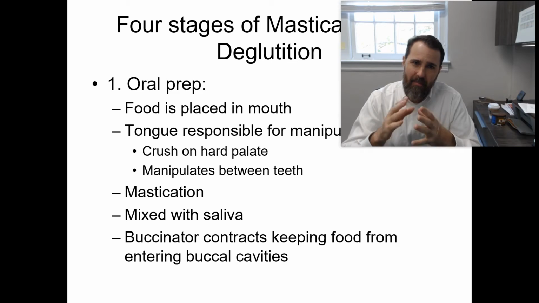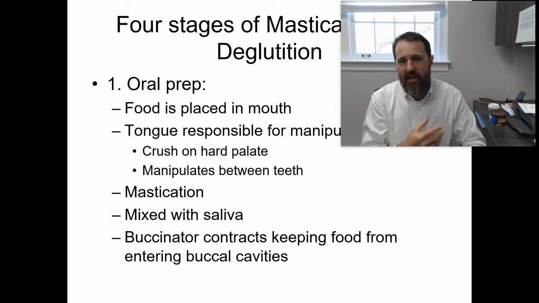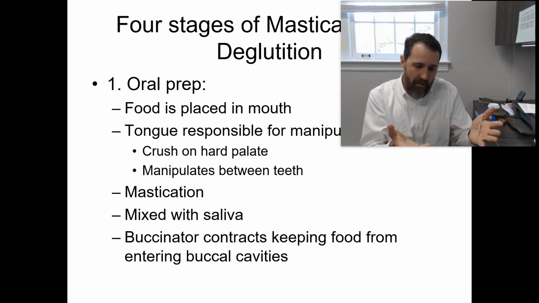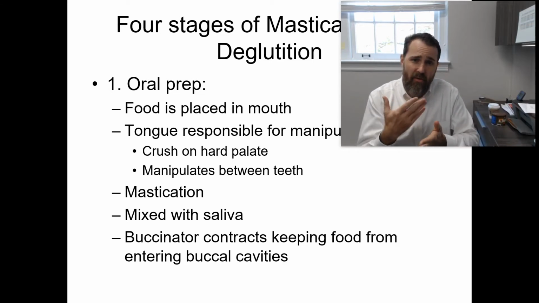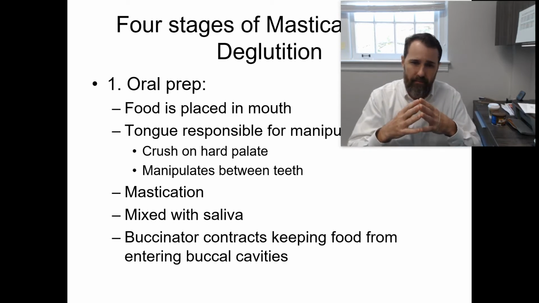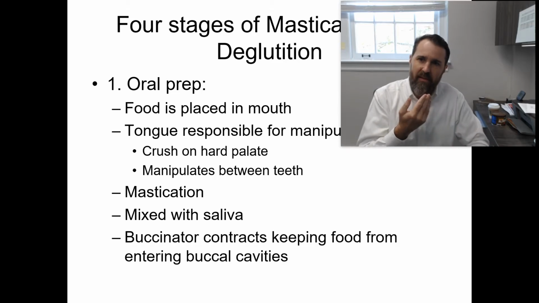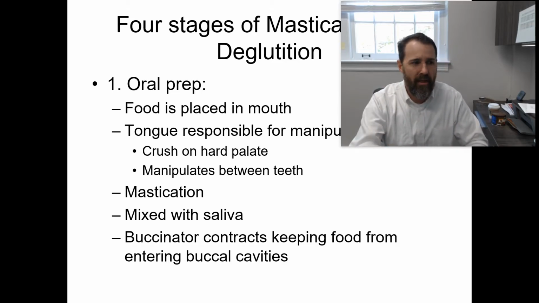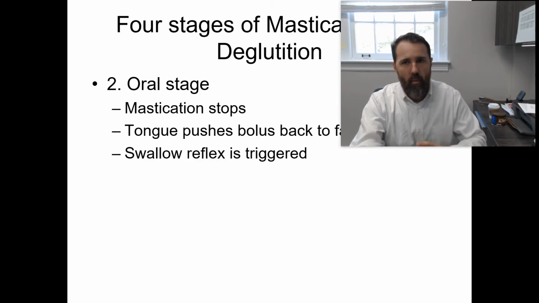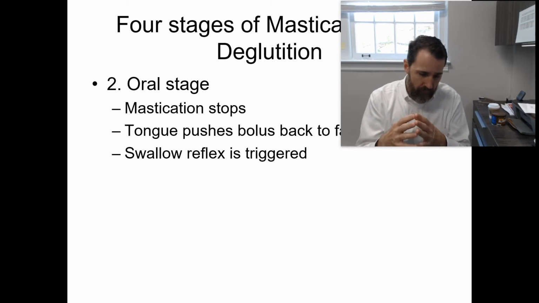So food is in the mouth, the mandible is moving for the purposes of mastication, the tongue is moving the food around in your mouth, forming the bolus, moving it between your teeth as you masticate. The buccinators are tensing, keeping food in the oral cavity, keeping food from falling into the buccal cavities. Once the bolus has been prepared to a satisfactory level, you stop masticating.